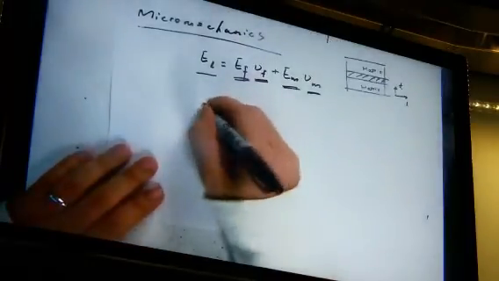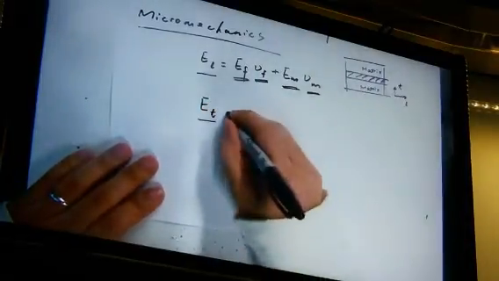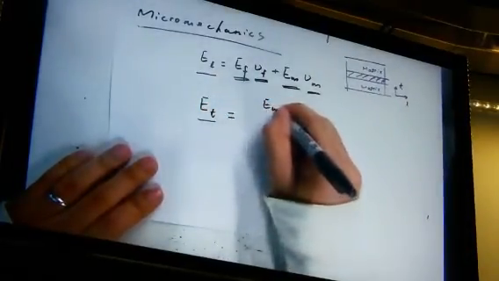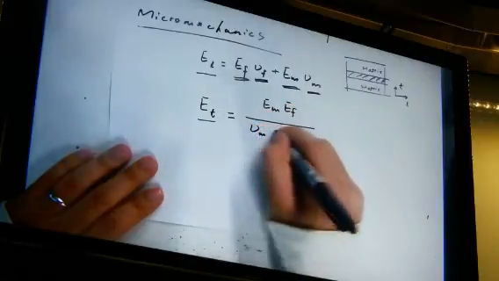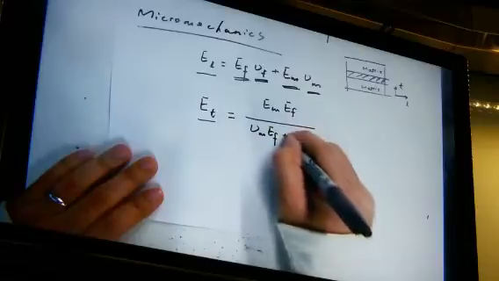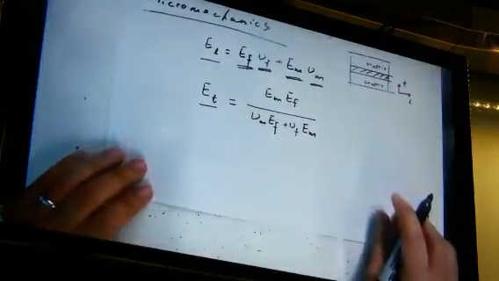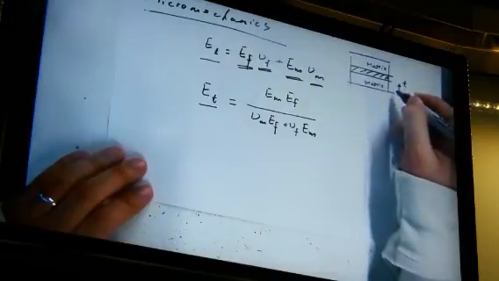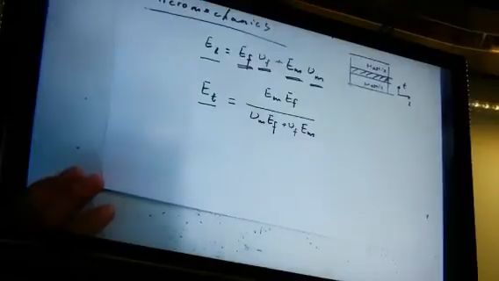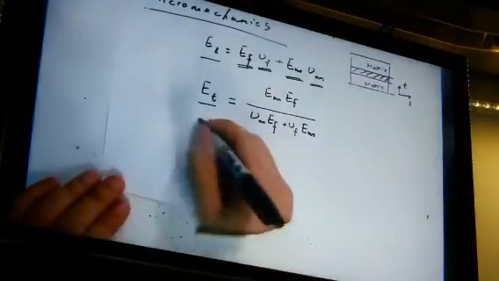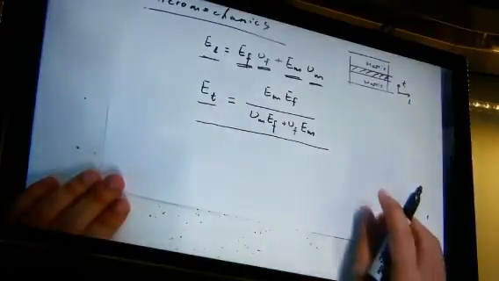And another modulus is the transverse modulus. E_T equals E_M E_F divided by (V_M E_F plus V_F E_M). This is the modulus along the transverse direction. You combine filaments and matrix. The modulus along the longitudinal direction and the transverse direction will be different. So this one is for the longitudinal direction, this one is for the transverse direction.